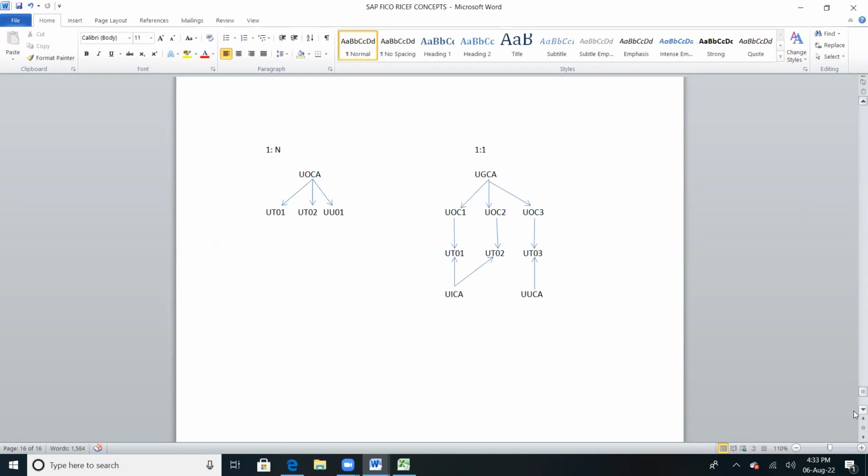Can you read the complete sentence once? Okay. Write down operational chart of accounts. I'll reiterate for everybody's benefit. Operational chart of accounts is a mandatory chart of accounts for every company code.